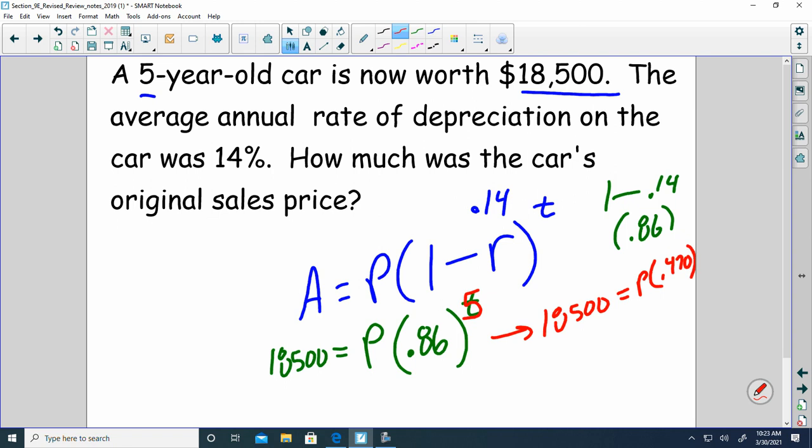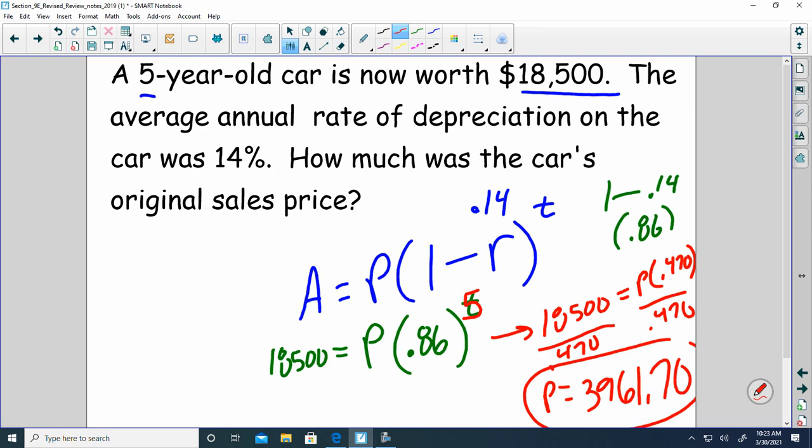Algebra 1 question here. P times a quantity, so I'm going to divide each side by 0.470. So our 5-year-old car that was worth $18,500 after 5 years is now going to be worth... Looks like the car's original price, rounded to the nearest penny, was $39,361.70. That was the original price of the car.